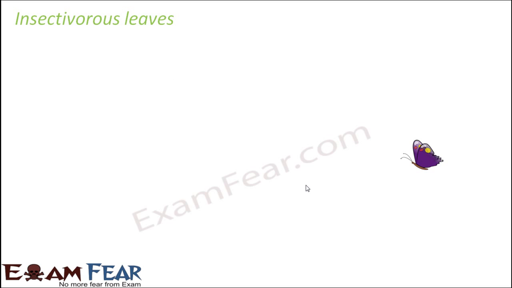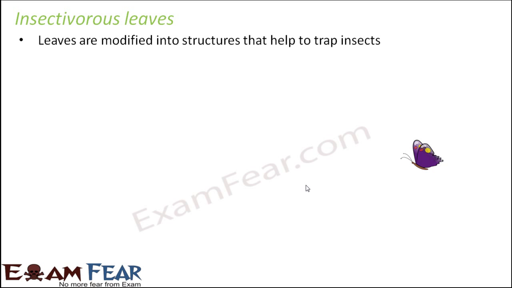Then the next one, that is insectivorous leaves. Now, there are plants where the leaves are modified into special structures that help to trap insects. Now, why do the plants want to trap insects? Because there are plants which feed on insects. In order to feed on insects, plants cannot move. They do not have hands, right, that they can catch insects. So they need to have some special structures which will help them to catch insects.